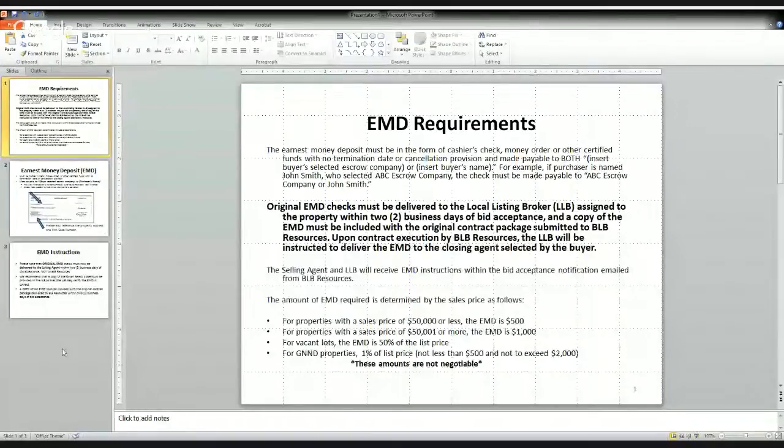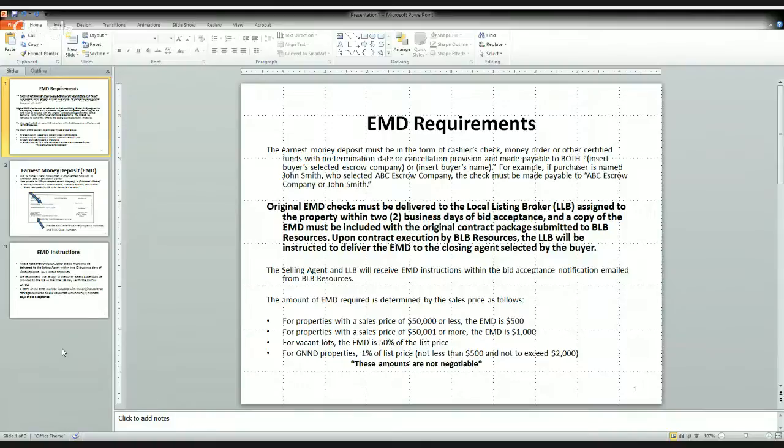All right, so the earnest money deposit and the requirement: it must be in the form of a cashier's check or money order, with no termination date or cancellation provision. One of the biggest requirements that I see a lot of mistakes on, and I want to stress the importance of this several times throughout this presentation, is that the earnest money needs to be made payable to the escrow company that the buyer is using, the buyer-selected escrow company, or the buyer's name. Both of those need to be in there: the escrow company's name, the word "or," and the buyer's name. In this example, it's John Smith who selected ABC Escrow Company. The check must be made payable to ABC Escrow Company or John Smith. That entire language needs to be there. We'll show you an example of this on the next slide.